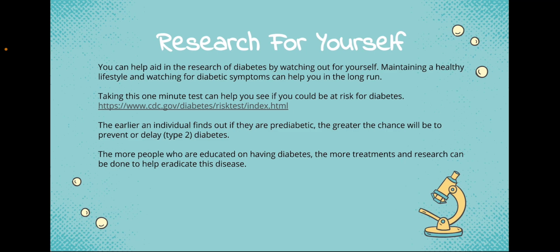The earlier an individual finds out if they are pre-diabetic, the greater the chance to prevent or delay type 2 diabetes. The more people who are educated on diabetes, the more treatments and research can be done to help eradicate this disease. So, like I said earlier, 25% of people do not know that they are pre-diabetic. I feel like if we educate ourselves more, educate our friends, maybe send this test around, get them thinking about it, then in the future, more people will know about diabetes and wonder if they have it. And I just think that will help everyone understand it better and hopefully research more and get rid of this disease.